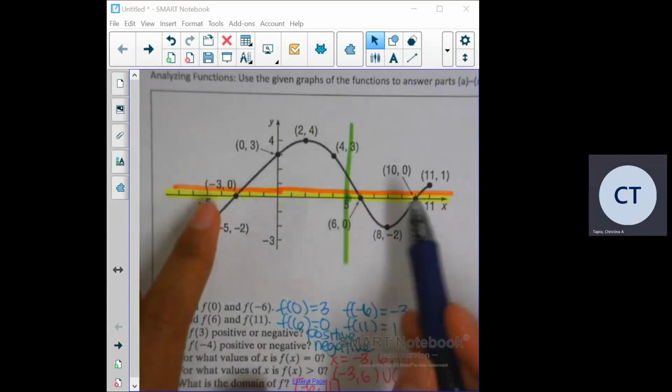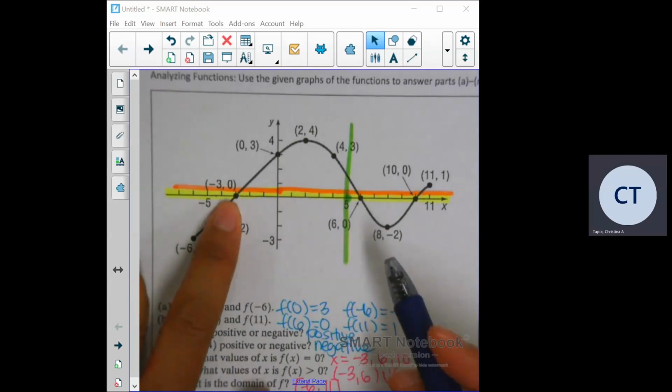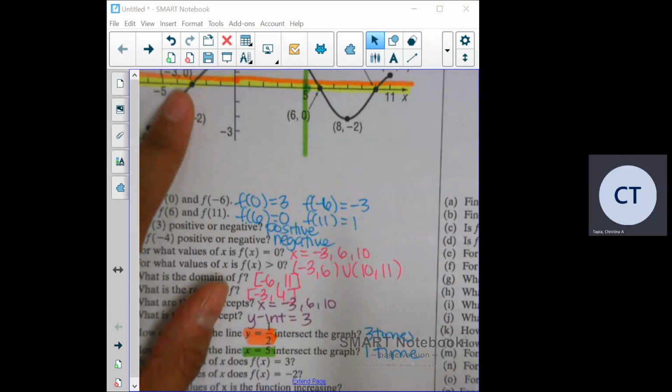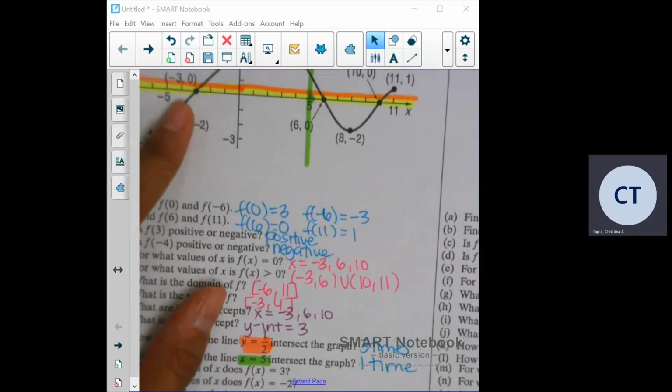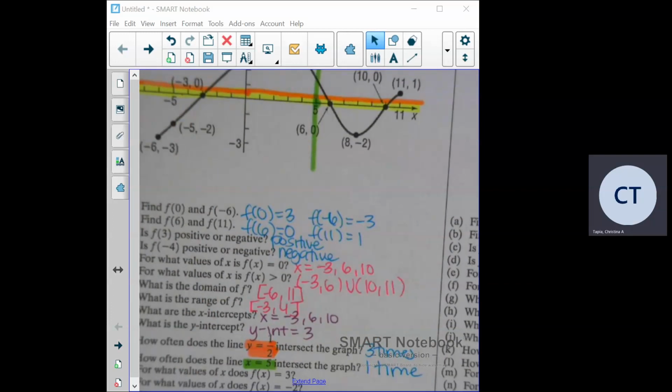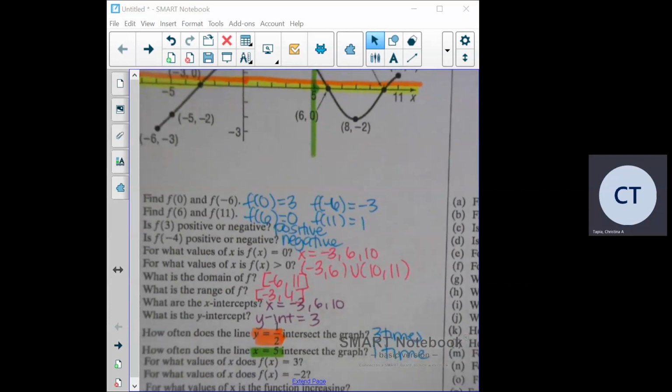Okay, so I have to have a value for it. I know -3 equals 0, but you notice how I'm putting that parenthesis? That means I'm not including that value in my answer. So I'm not including -3. I'm just including everything above it, in between -3 and 6. Does that make sense now? Okay, perfect. Next time, definitely ask me when I go over it, okay?